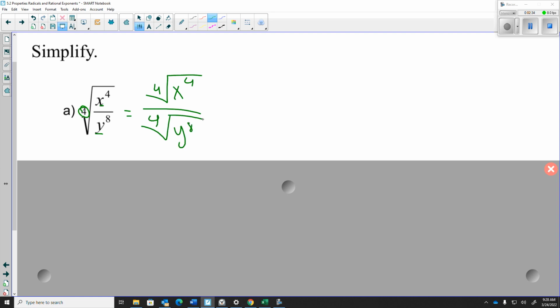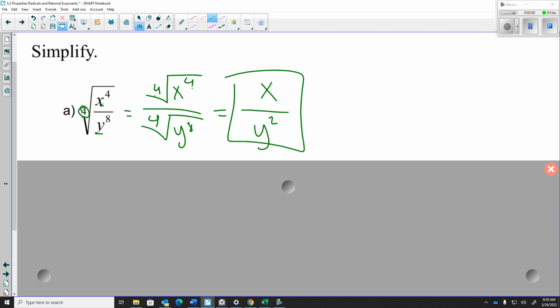Okay, now if you look at each piece individually, those look a lot like these. Yes? So now you know what to do. We can figure this out. Let's just use a shortcut. How many times is 4 going into 4? Once. So what is it? It's just x. And how many times is 4 going into 8? 2, with no remainder, right? So it's just y squared.